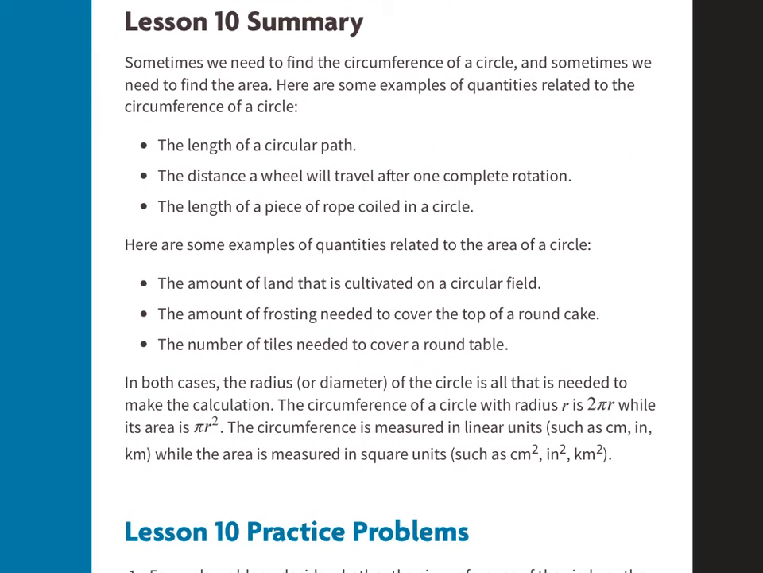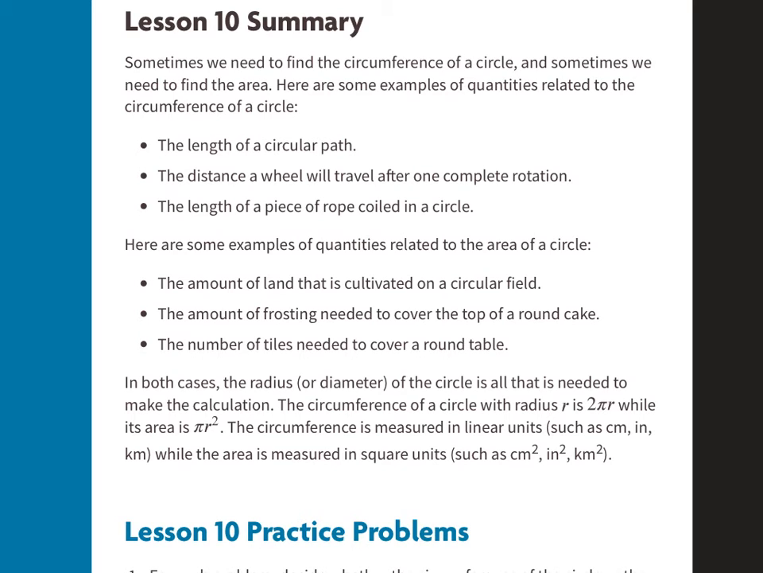It says, sometimes we need to find the circumference of a circle, and sometimes we need to find the area. Here are some examples of quantities related to circumference of a circle: the length of a circular path, the distance a wheel travels after one complete rotation, or the length of a piece of rope coiled in a circle. Here are some examples of quantities related to area of a circle: the amount of land that is cultivated on a circular field, the amount of frosting needed to cover a cake, and the number of tiles needed to cover a round table. In both cases, the radius or diameter of the circle is all that we need to make this calculation.